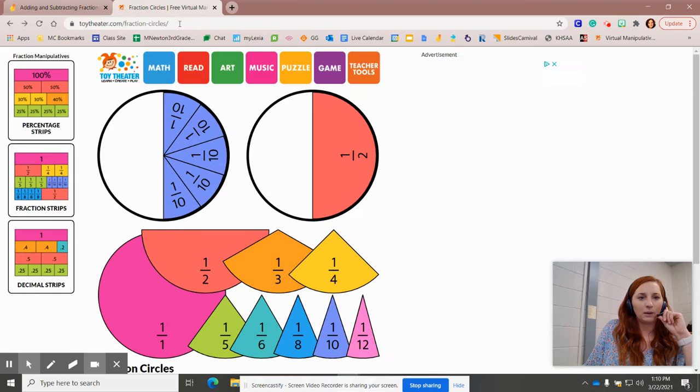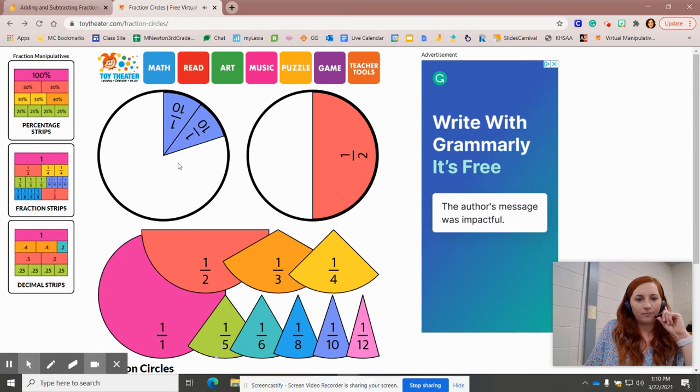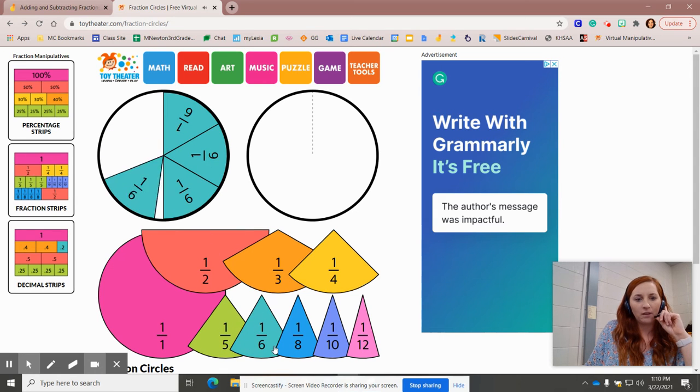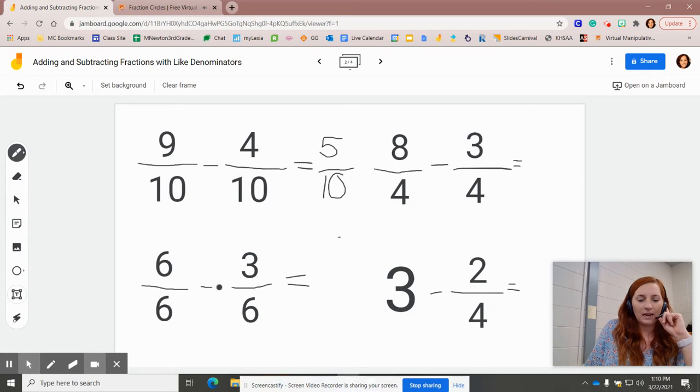All right, now let's look at this one. All right, it says I have 6/6, 2/6, 3/6, 4/6, 5/6, 6/6. Okay. And I take away 3/6. So 6/6 minus 3/6. Well, we know our denominators are the same, so we keep our 6. Now we subtract our numerator, 6 minus 3. I know that 6 minus 3 is 3. So 6/6 minus 3/6 equals 3/6.